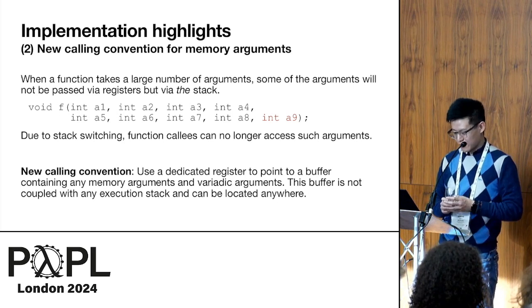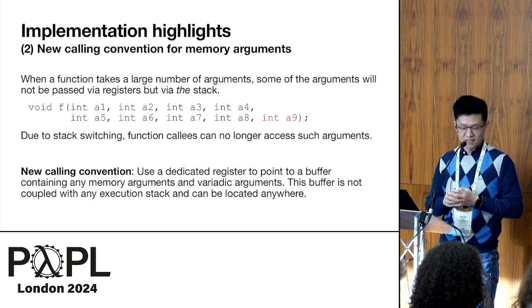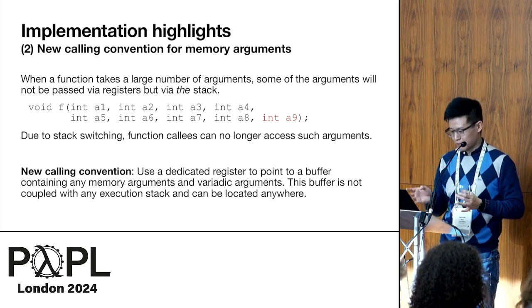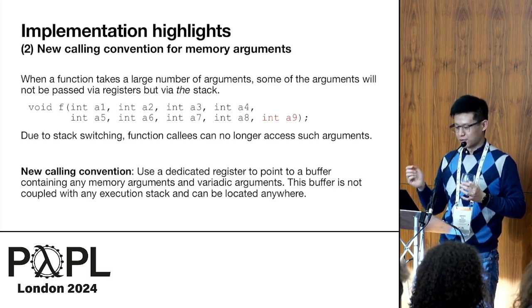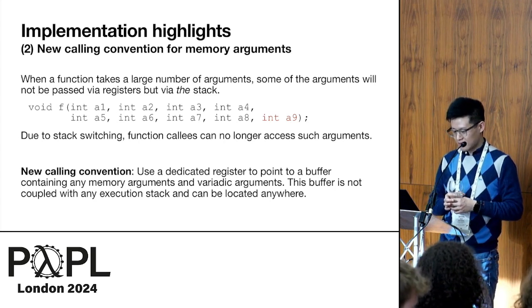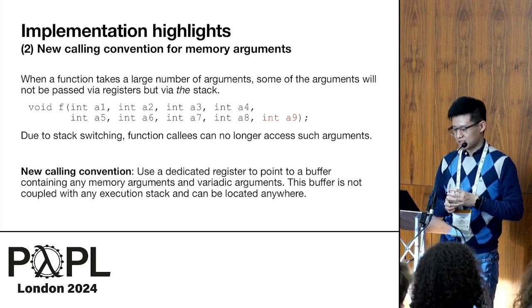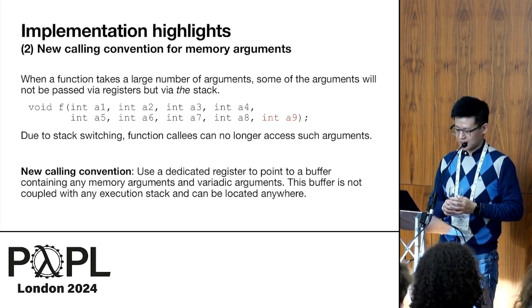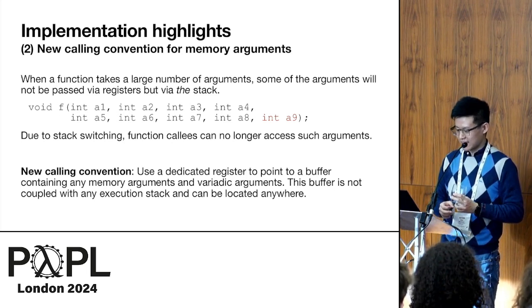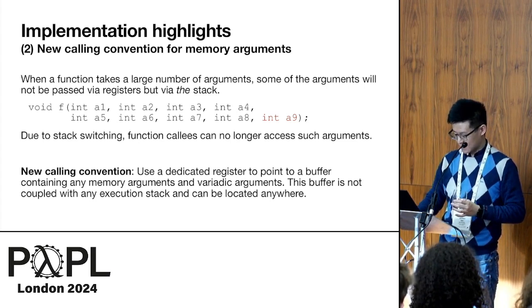So we have to change the calling convention. We create a buffer and put this argument along with variadic arguments into the buffer, and we pass a capability of this buffer to the callee. So the callee is now able to access these arguments without implicitly relying on the execution stack. Now, this buffer can be located anywhere. It can be located on a one-time use page, so there is no chance of the callee being able to corrupt it or do anything bad.